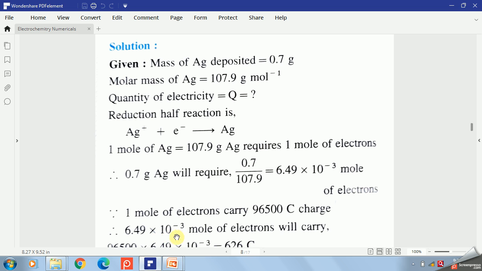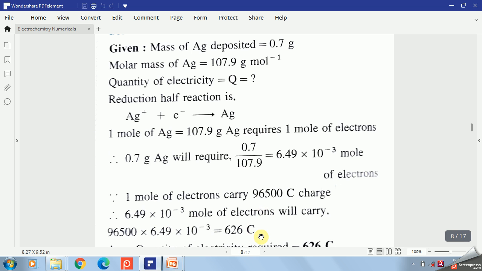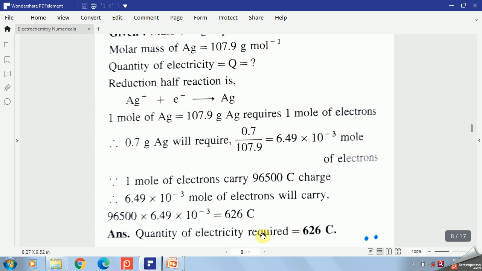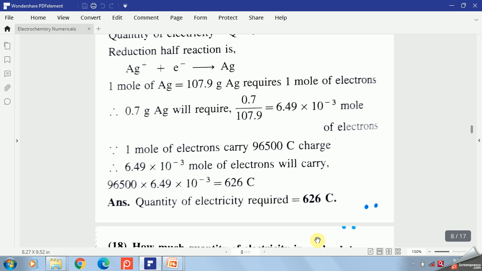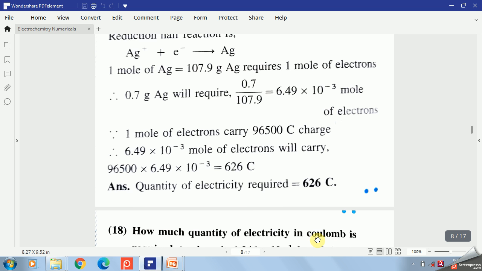So 6.49 into 10 raised to minus 3 mole of electron corresponds to, simple cross multiplication, 6.49 into 10 raised to minus 3 into 96,500 divided by 1. So your answer is 626 Coulomb. So this is the charge, but you have to calculate the quantity of electricity. So Q is equal to 626 Coulomb. Okay. So you can write this in Faraday and then you can convert that into charge.